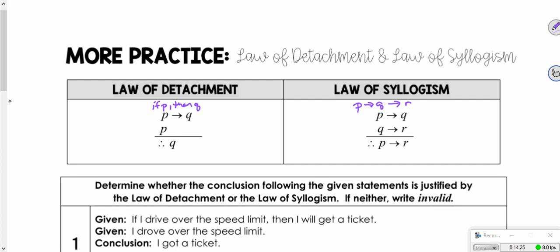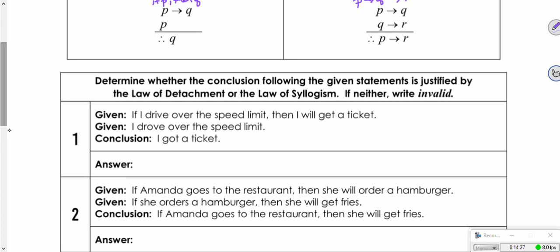Okay, so now we're going to be reading some statements and determining, it says, determine whether the conclusion following the given statements is justified by the law of detachment or the law of syllogism. If neither, write invalid. So we're actually identifying which one it is, or saying it's neither. Okay, number 1, if I drive over the speed limit, then I will get a ticket. I drove over the speed limit, so the conclusion is I got a ticket. That is the law of detachment.